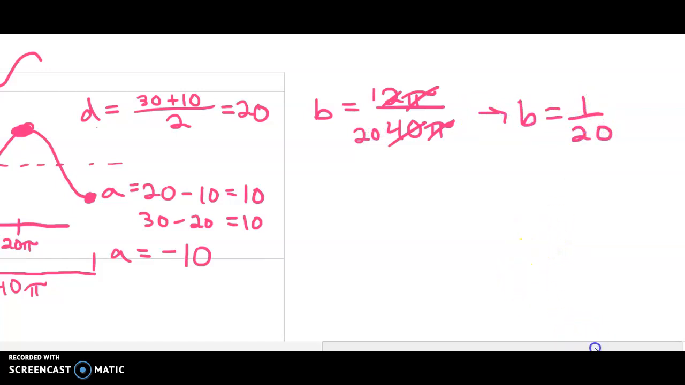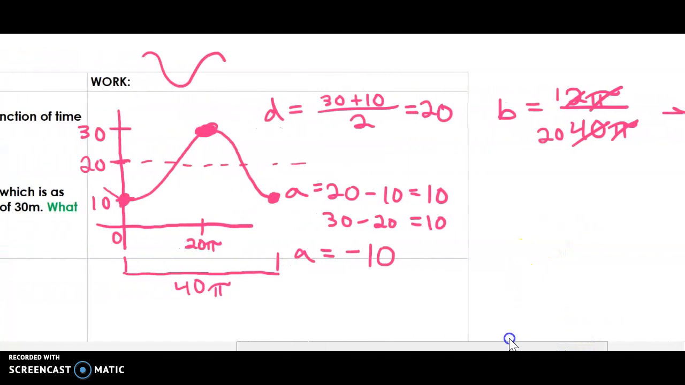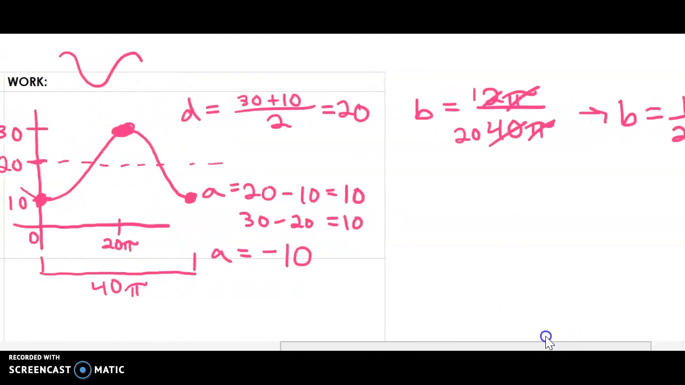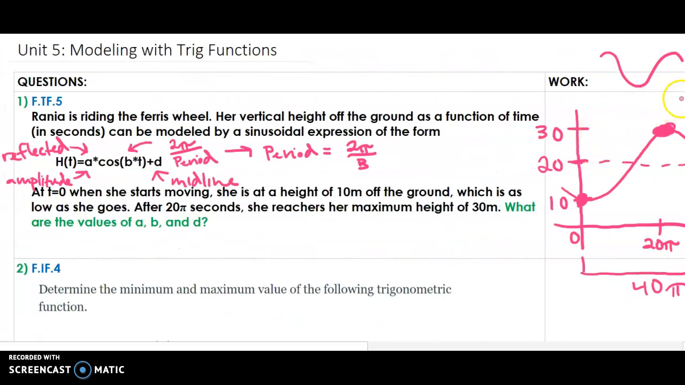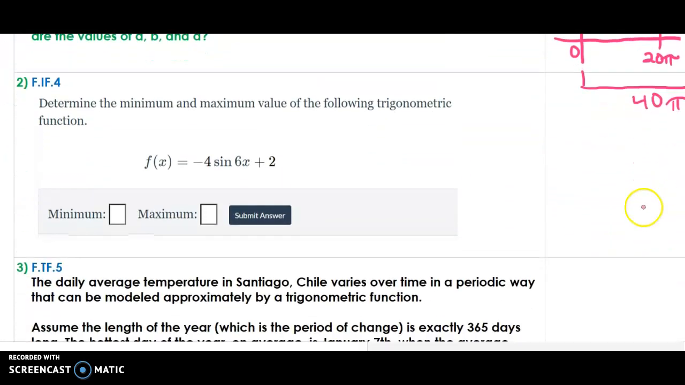Okay, I kind of took a long time to explain that problem, but I really wanted to make sure that we understood every part of it. And so let's move on to number 2. This one's a little bit easier. Here it's asking us to determine the minimum and the maximum value of the following trig function.